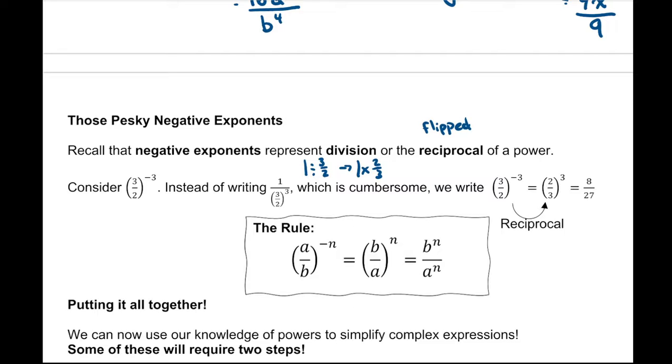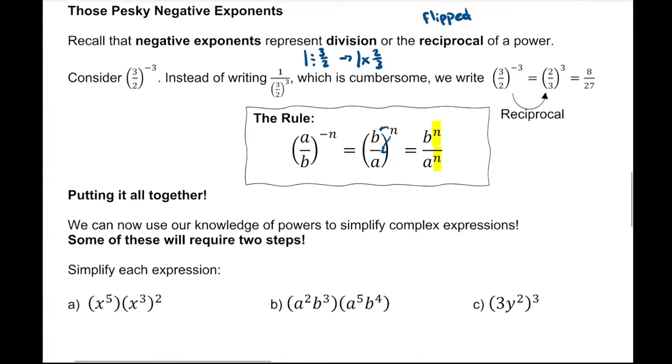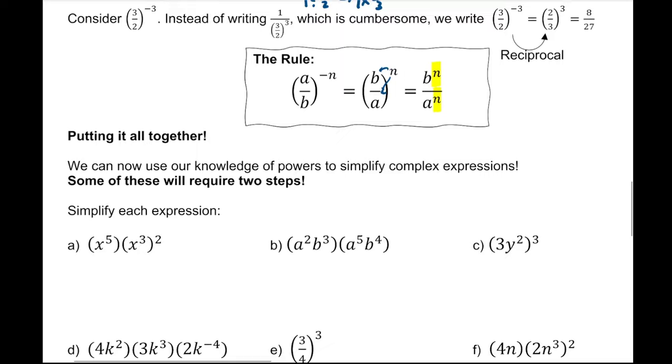The other rule that's included in this is that if I have multiple things inside a bracket that has an exponent on it, that exponent applies to both parts. So that's what we're seeing here. This exponent n is applying to the b as well as the a. So anytime you have multiple things inside the bracket, that exponent applies to all of it. So let's put it all together. Let's simplify our expressions where we can.